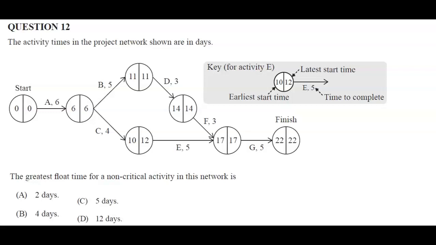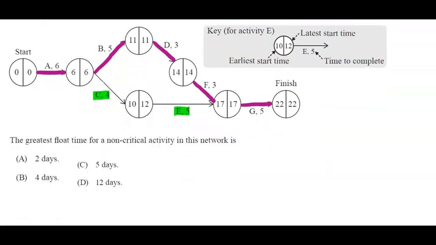So if a task cannot be delayed, then 9 times out of 10, its earliest start time is going to be the same as its latest start time. So having a look, A, B, D, F, and G is our critical path. None of these tasks can be delayed. So that leaves us with C and E that are possible jobs that can be delayed.